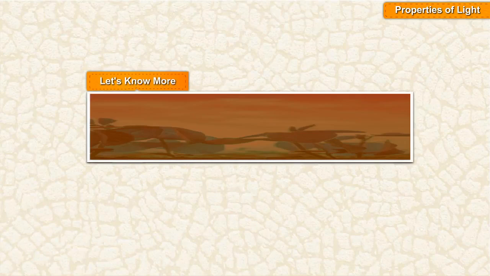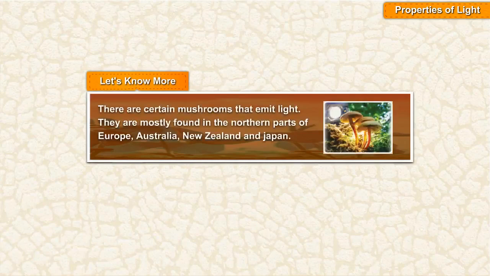Let's know more. There are certain mushrooms that emit light. They are mostly found in the northern parts of Europe, Australia, New Zealand, and Japan.